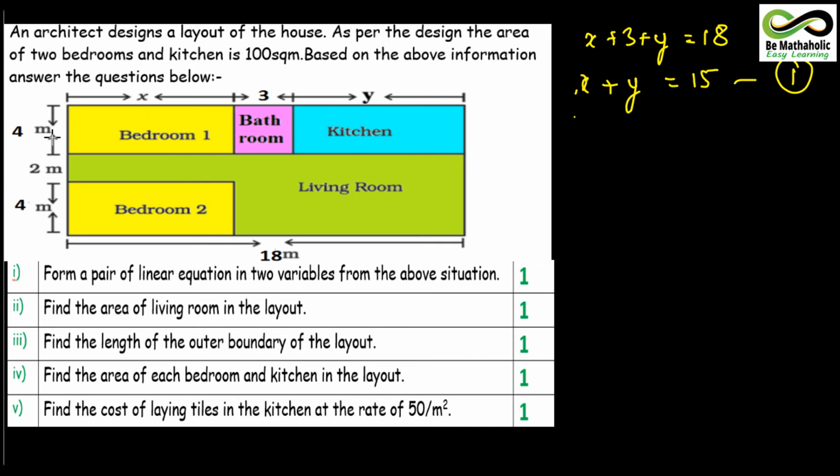This is the length x, this is the width 4. So 4 times x, L into B, is the area of one bedroom. Make it double, so it will be 4x into 2, because there are 2 sets of bedrooms. And the kitchen's area, what is the kitchen's? The length is y units and the breadth is 4 units. You can compare it. So the area of the kitchen will be 4 times y, L into B.